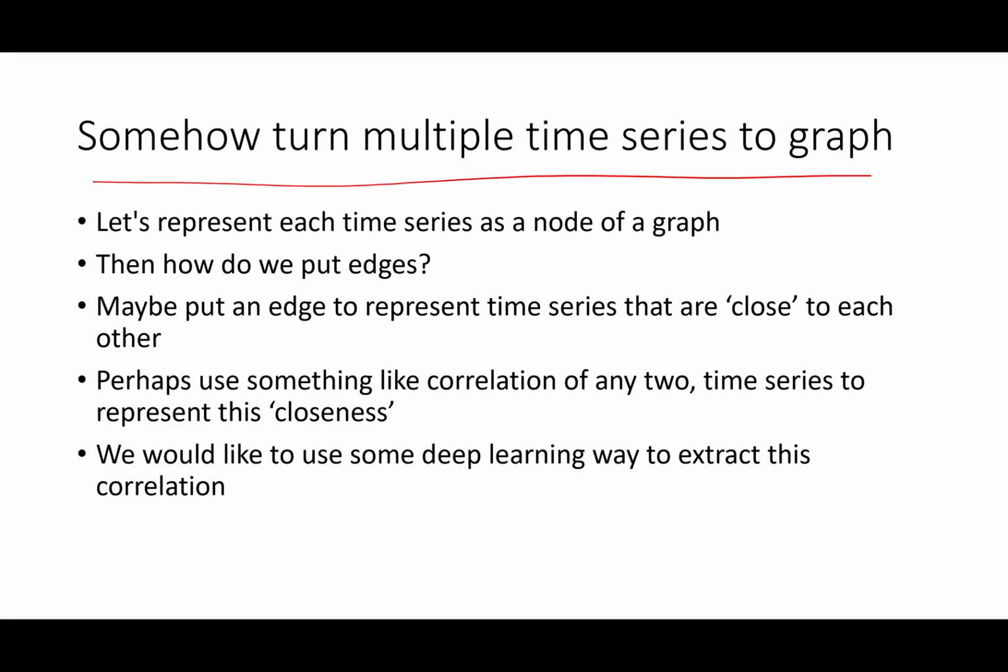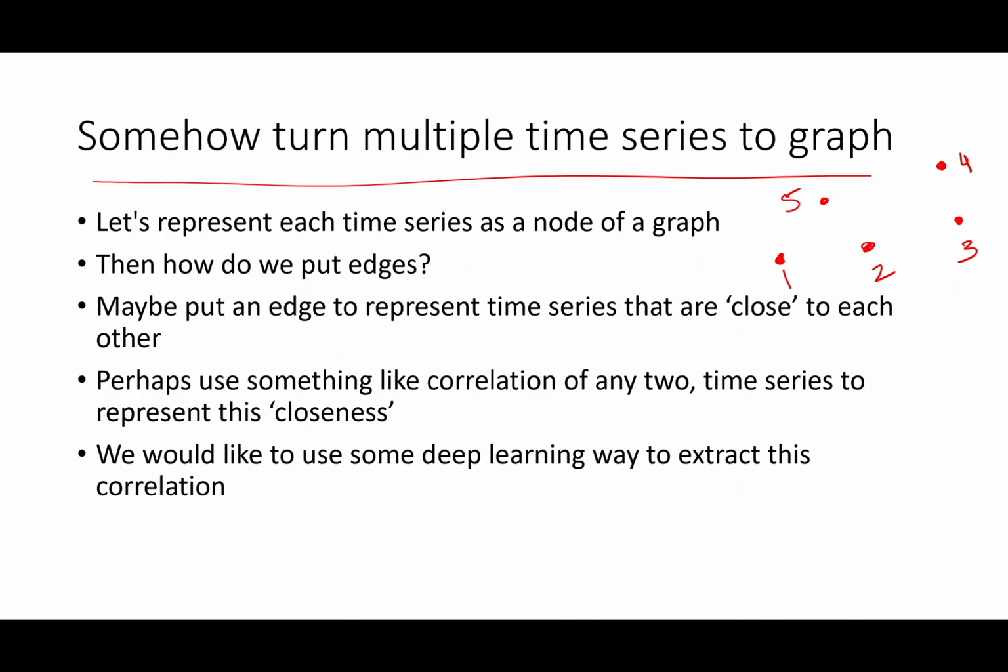So somehow turn multiple time series into a graph. The first natural idea is to represent each node of a graph as a time series. Each and every time series is a node in the graph. Okay, fair enough. All of these time series have data points. They are stacked on top of each other. This is t equal to 0, and above this is t equal to 1, and so forth. So this is a graph where each and every node of the graph is a time series.